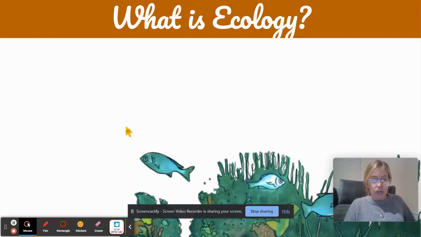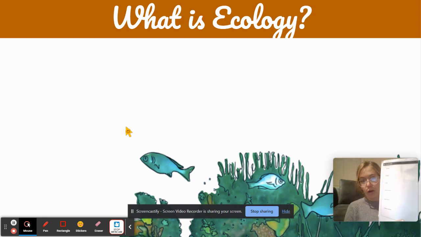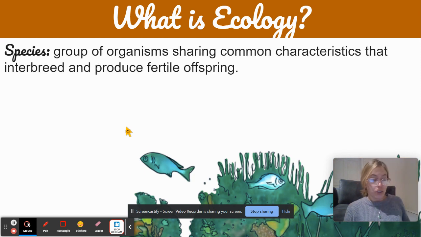So for the start, we're just going to get into what is ecology. On this front page, these notes will go in the same order that's on your sheet here. So what is ecology? First thing that you guys are probably already familiar with is what a species is. It's a group of organisms sharing common characteristics that interbreed and produce fertile offspring. Hopefully this is a review from freshman year. You learned about potentially mules.